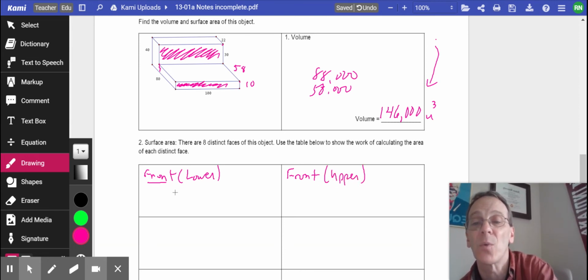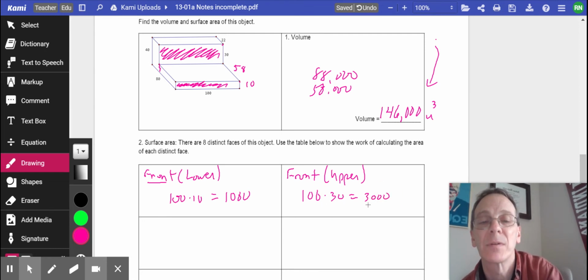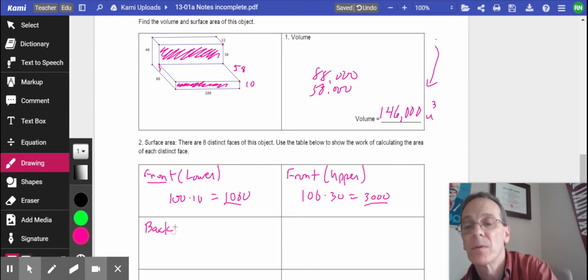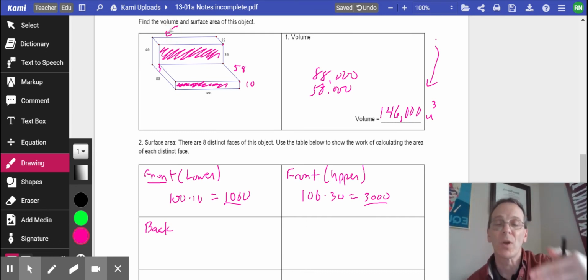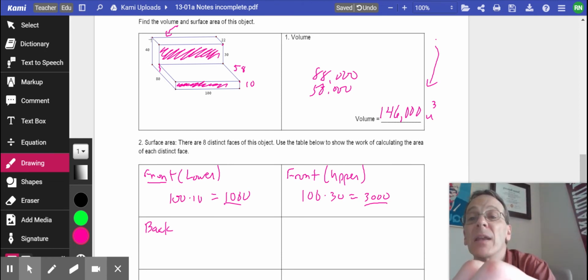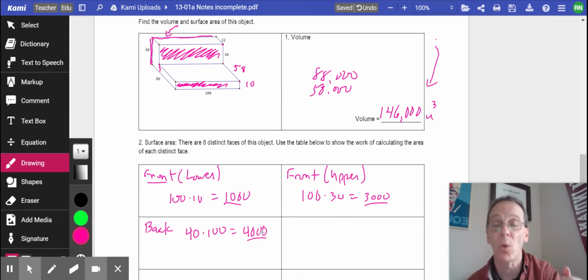The lower front is 100 by 10, so that's 1,000, and the upper front is 100 by 30, so that's 3,000. Now, what about the back? The back we kind of can't see here, right? It's around behind this step stool. It runs vertically just like the two front pieces do. It's one section, and it is 40 units tall by 100 units wide. 40 times 100, that's 4,000 for the back, and that's the whole back.